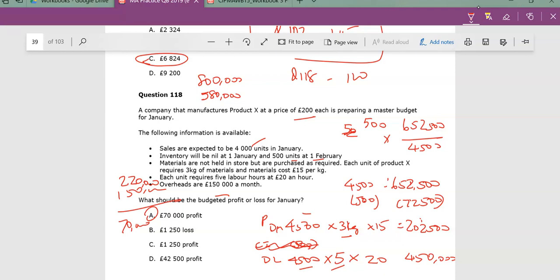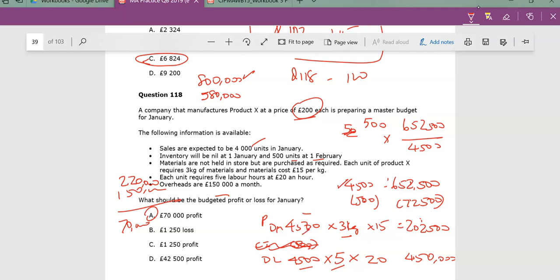So 4,000 units times 200, which is 800,000. The problem is what I need to find is my cost of sale. And so what is that? I must have made 4,500 units and had 500 in closing inventory. Question is, how do I value that?